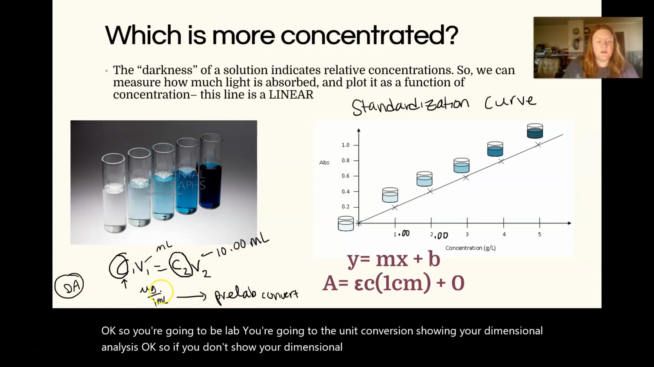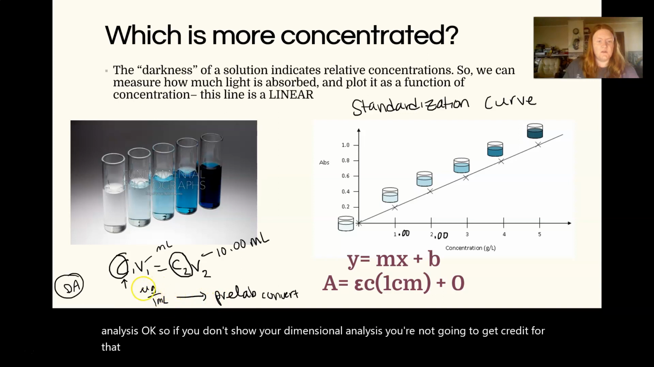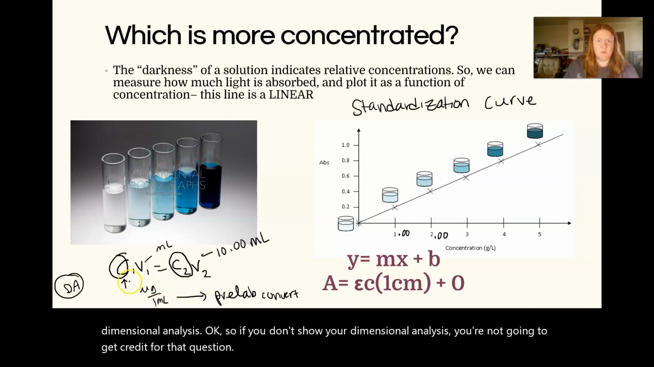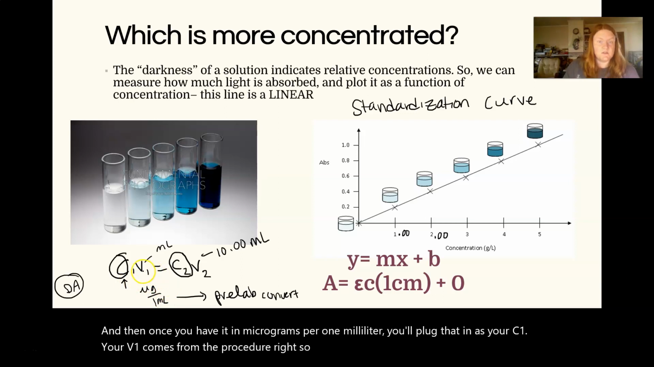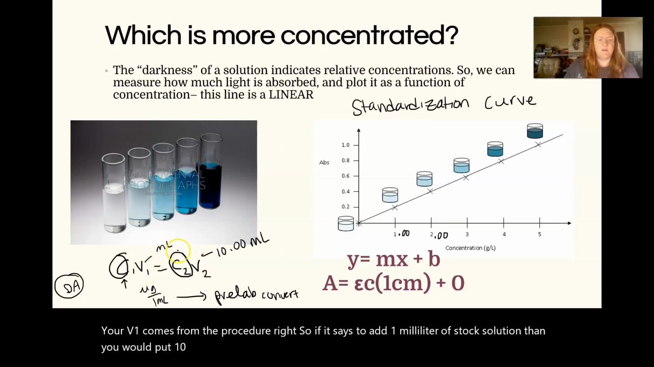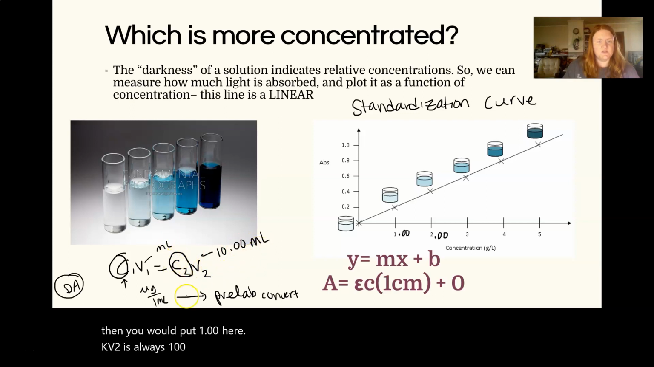And then once you have it in micrograms per 1 milliliter, you'll plug that in as your C1. Your V1 comes from the procedure, right? So if it says to add 1 milliliter of stock solution, then you would put 1.00 here. Okay. V2 is always 10.00 milliliters, and so you're just solving for your C2 in that case.